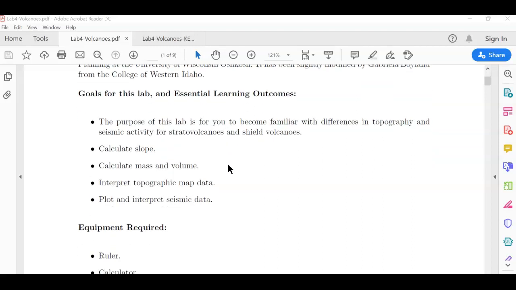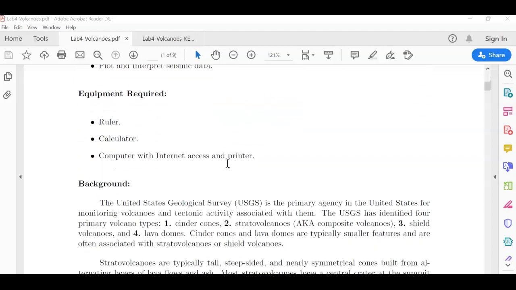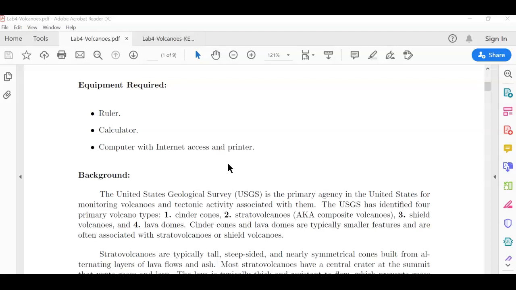I'm going to go ahead and skip through the goals for the lab and essential learning outcomes. You are free to look through them later. The equipment that you need: you need a ruler, a calculator, and a computer with internet access and a printer. You can do this without the ruler, without the internet, without a printer. However, I do recommend that you use them. It makes things a lot easier. I'm going to show you how to do it not using them, as I can actually show you on the screen. But again, it makes it much easier if you do use a ruler and you print your maps.